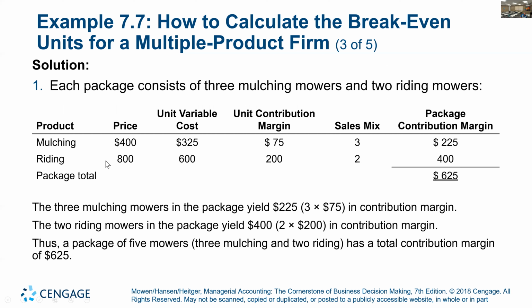The next step is to calculate the contribution margin of the basket. Here's the information for our mulching mowers. We have a $75 unit contribution margin, and we sold 3 of them in the basket. So the contribution margin for the mulching mowers is 3 times 75, or 225. For the riding mowers, we get a $200 contribution margin, and there are two of those in there, so $400. When we add those up, we see that our basket has a package contribution margin of $625. So that is step 3.